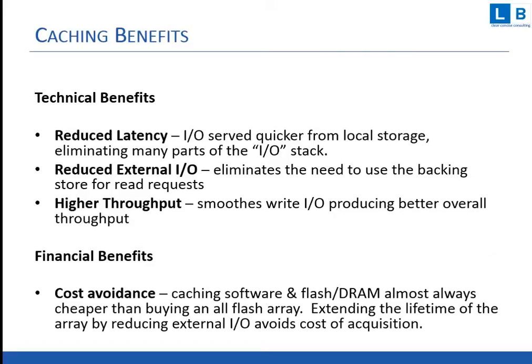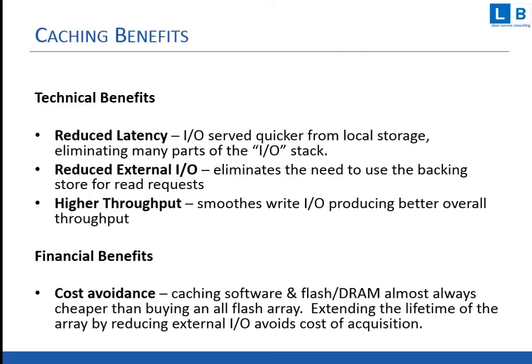So that's all great from a technical perspective, and that's wonderful, but why would we do this financially? Why would we not just say, well, I'll just buy an all-flash array and I'll put all my data on an all-flash array? Well, of course, the benefit is cost avoidance. A combination of caching software, whether that's built into an application you use like StarWind, or whether that's a specific product that you would buy just for caching, the combination of that software and that flash or DRAM is almost always cheaper than buying an external flash array.